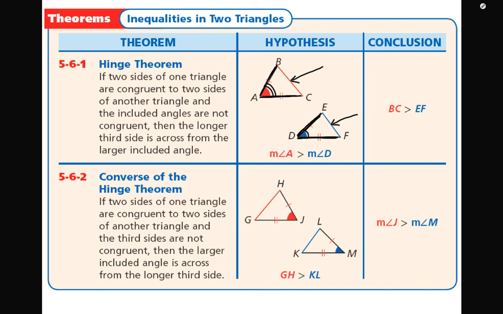Now the converse begins with the side lengths making the hinge, and then they're comparing the remaining two sides. It says that GH is longer than KL. So then in the conclusion, that would mean this hinge for angle J is open wider than the hinge for angle M. So again, it's not an equal relationship. They're comparing to see which situation is greater, which is less.